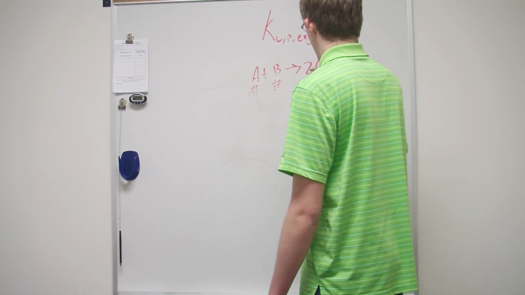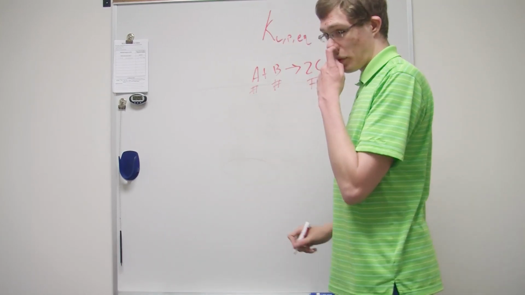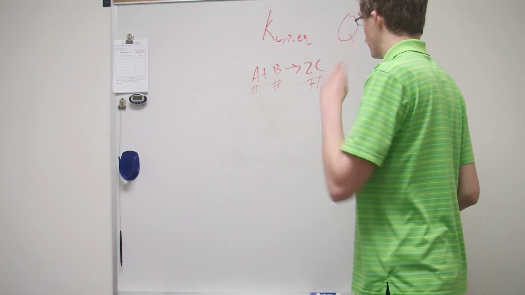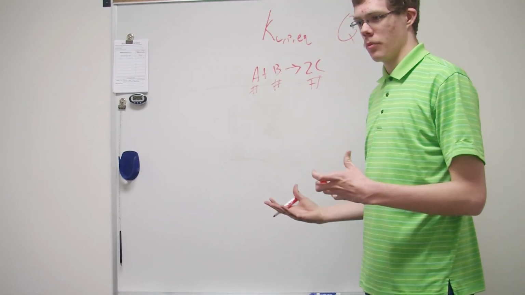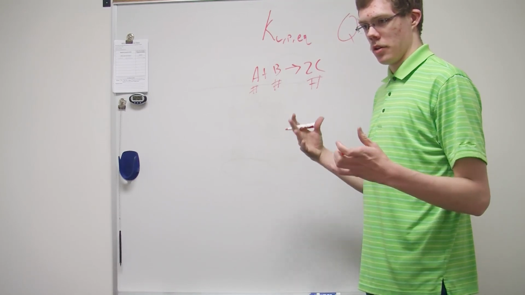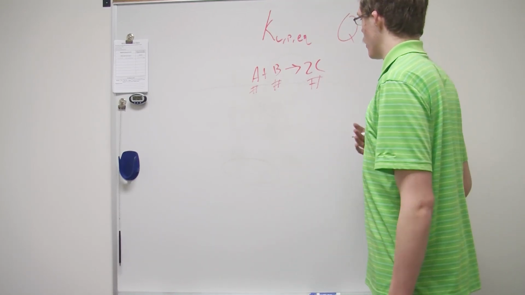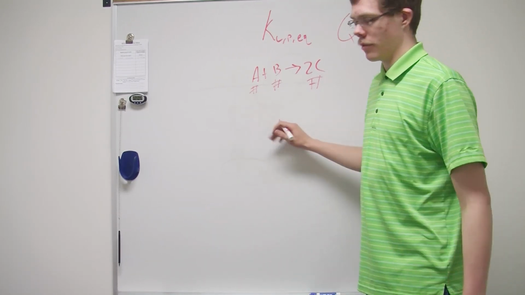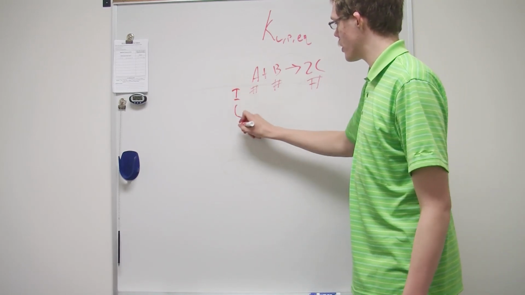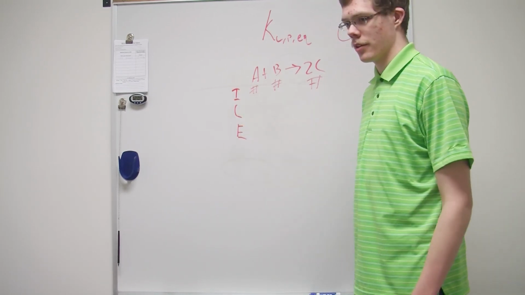Q would be the case where we have numbers everywhere. Or if we just want to do a comparison, like which way is it going to move? You can do K and Q without having to do an ICE table. Okay. So in this case, we don't know which way they'll shift. So we've got our I. We don't know which way they'll shift, so we can't get to equilibrium yet.